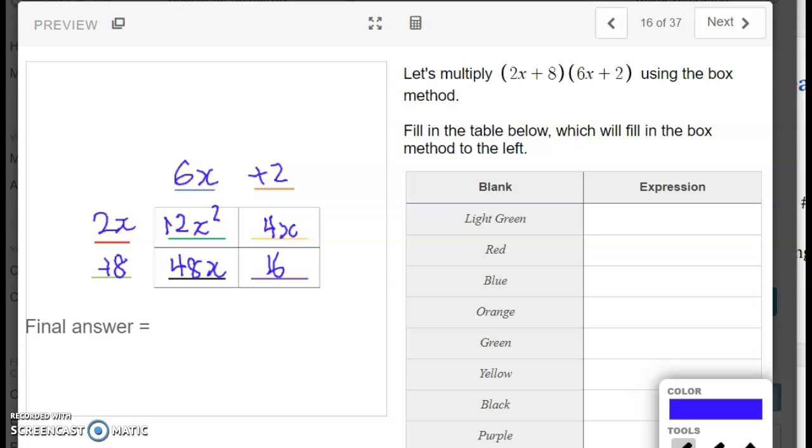Okay, now finally, my final answer is not going to be as it is. I am basically going to be adding all the answers inside the rectangle, right? I need to be looking to see, are there any like terms that I can combine? 4x and 48x, they are like terms. So that means we can combine those. So the final answer is going to be after you combine these two. There are no x squared terms, so that stays as it is. 4x plus 48x is going to be 52x, and then plus 16. And that's my final answer.